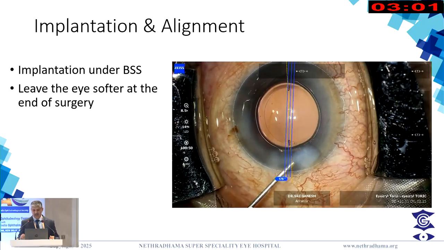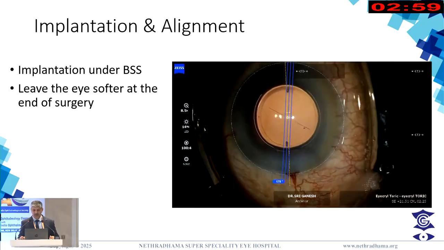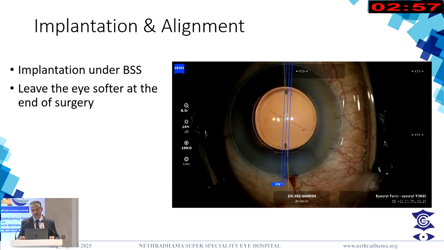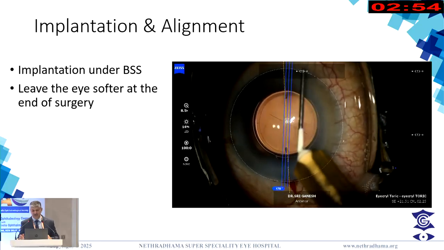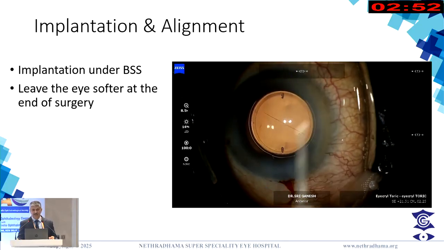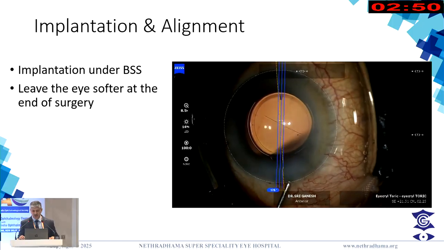That's the Callisto system, and that actually helps you reduce your surgical time, putting in viscoelastic, removing viscoelastic, and leave it a little soft at the end of surgery so that the lens does not rotate.